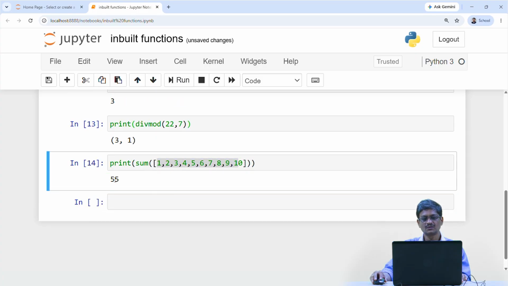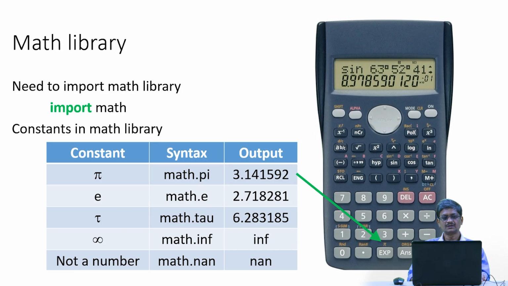So the summation is now 55. In Python, there are some constants as well. Like in your calculator, we have a button which is separately given to display the value of pi, and further we can use this value of pi in your calculations.